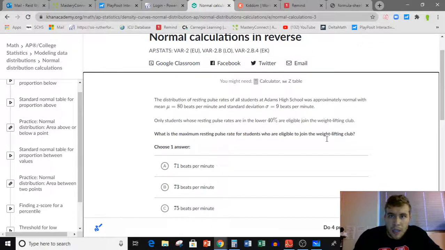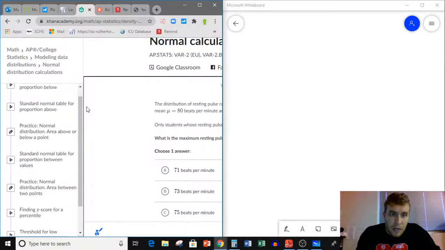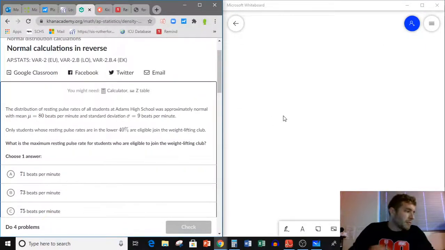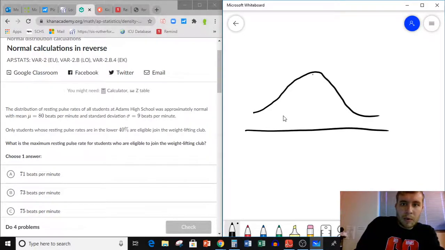All very good. But let's go ahead and look at this question. It says the distribution of resting pulse rates of all students at Adams High School is approximately normal with a mean of 80 and a standard deviation of 9 beats per minute. So even in this question, I'm going to pull up my whiteboard here. Okay, perfect. This is going to work great. So we're going to draw a normal distribution. Doesn't have to be perfect.